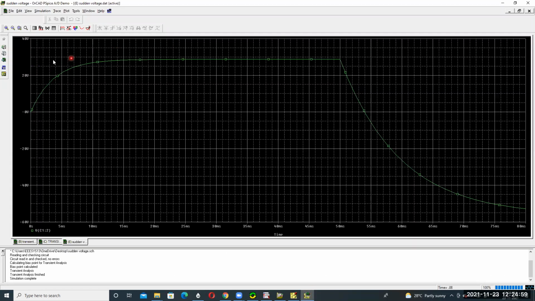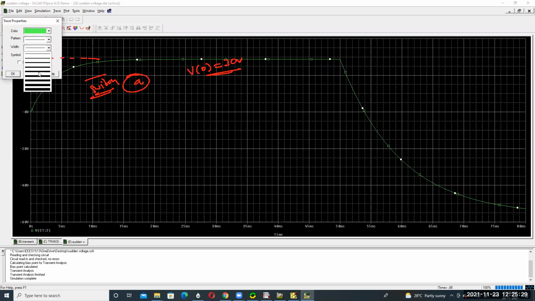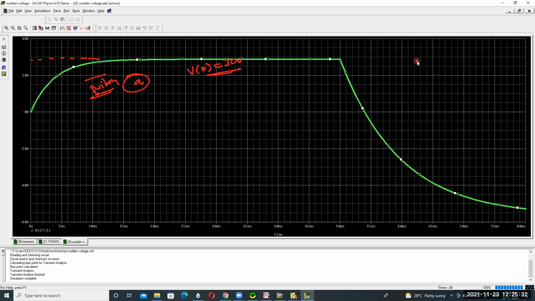This initial voltage across the capacitor is called 30 volts, before the switching action, with the switch in position A. At switch position A, the capacitor initial voltage is called 30 volts. Okay, so this is 30 volts. Understood. So here, this voltage across the capacitor is 30 volts with the switch in position A. Understood.